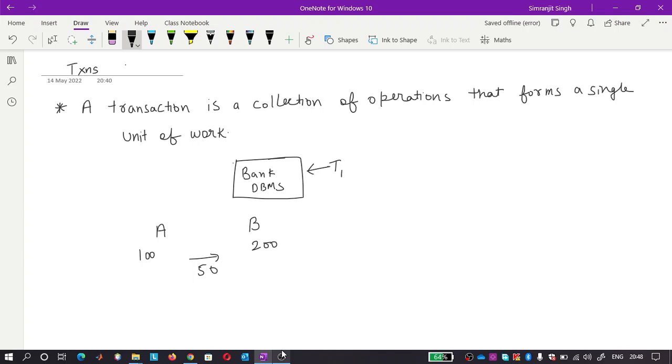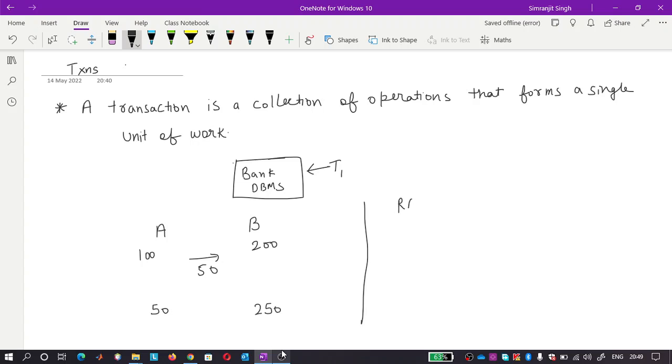So what will be the amount after this transaction? After that, A will be reduced to 50 and 200 will be changed to 250, because we are transferring 50 rupees to the B account. Okay, so how do you write this particular operation in a DBMS?